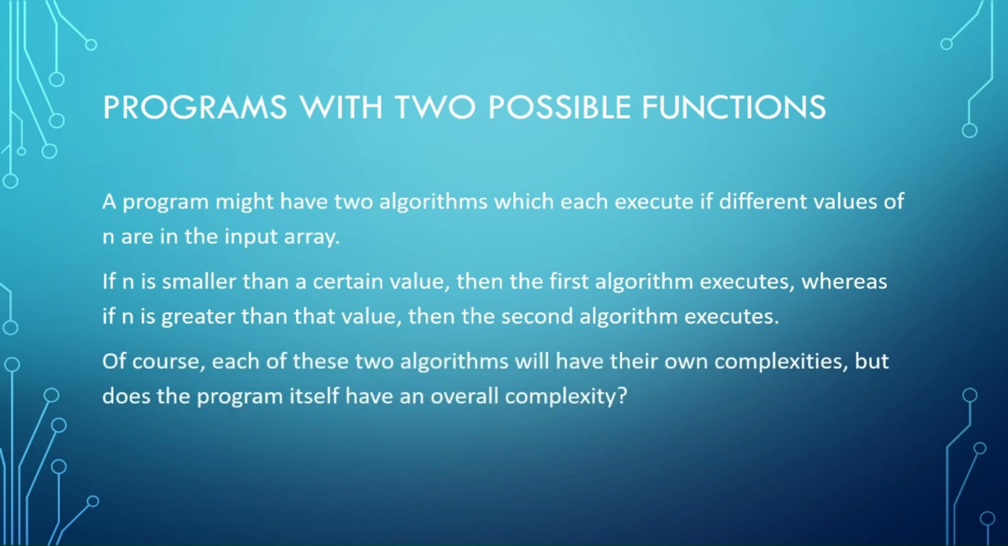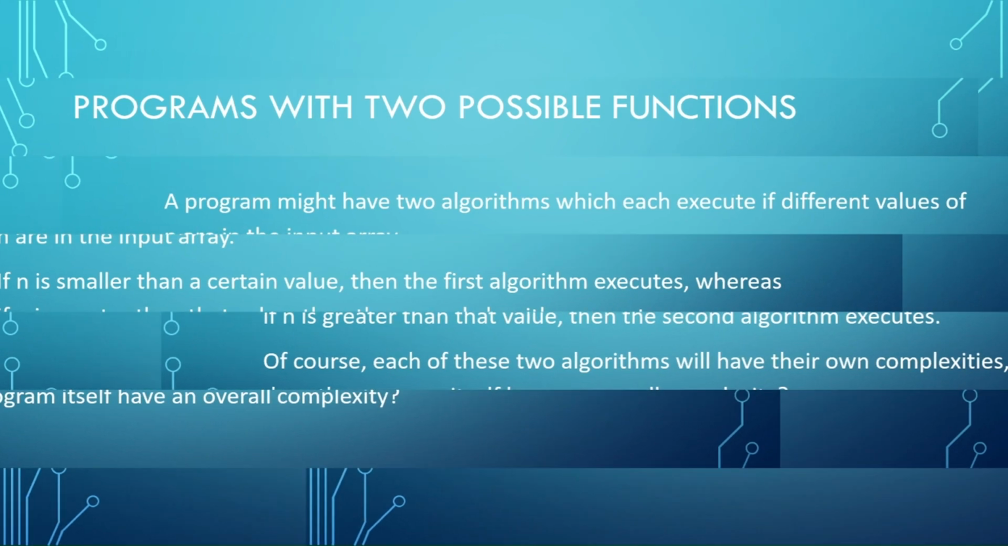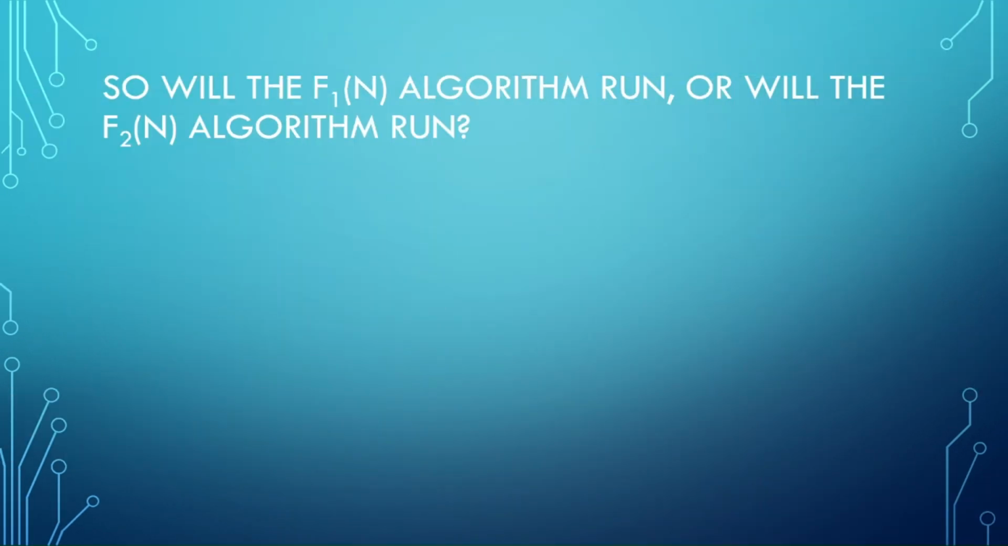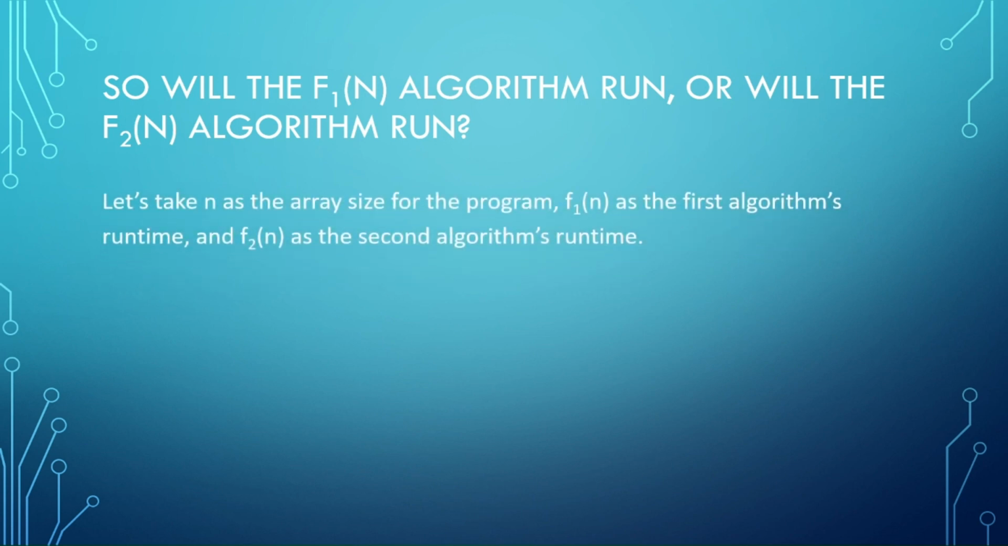Of course, each of these two algorithms will have their own complexities, but does the program itself have an overall complexity? The program contains the algorithms which have their own complexities. Are we able to use them to say the program itself has an overall complexity? So will the f1 of n algorithm run, or will the f2 of n algorithm run? We're taking n as the array size, f1 of n as the first algorithm's runtime, and f2 of n as the second algorithm's runtime.